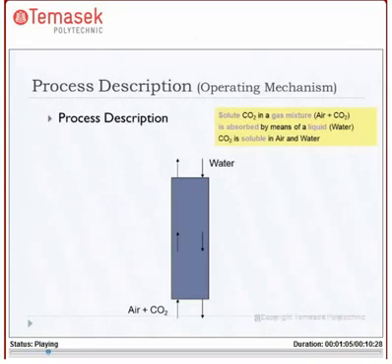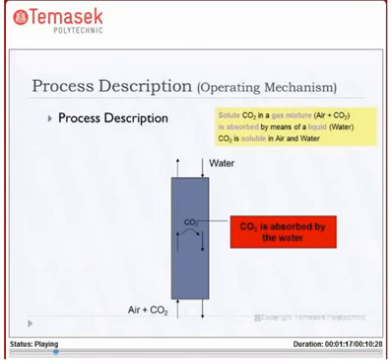Let's look at the mechanism using this diagram. We start with a gas mixture of air and carbon dioxide. Water is used for this absorption process. The aim of this operation is to remove as much carbon dioxide as possible from the incoming gas mixture by dissolving it into the water. This is possible as the carbon dioxide is soluble in the water.